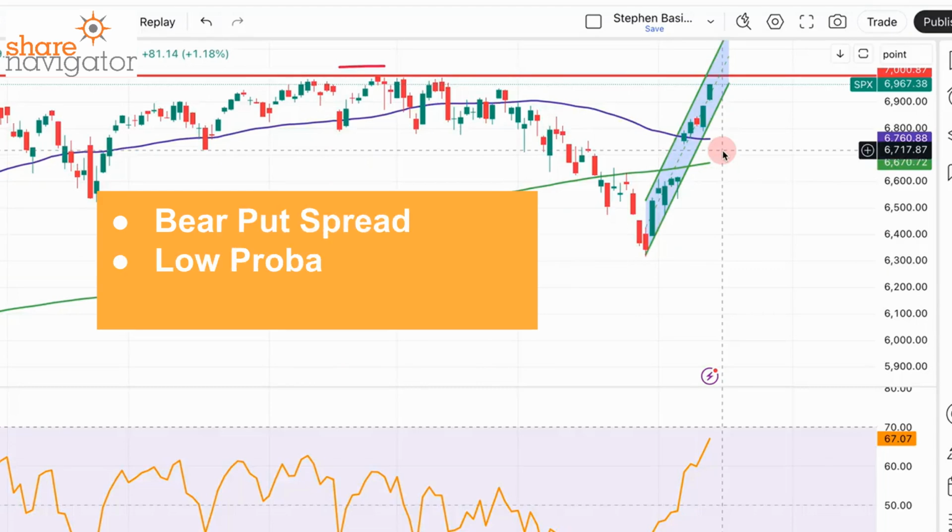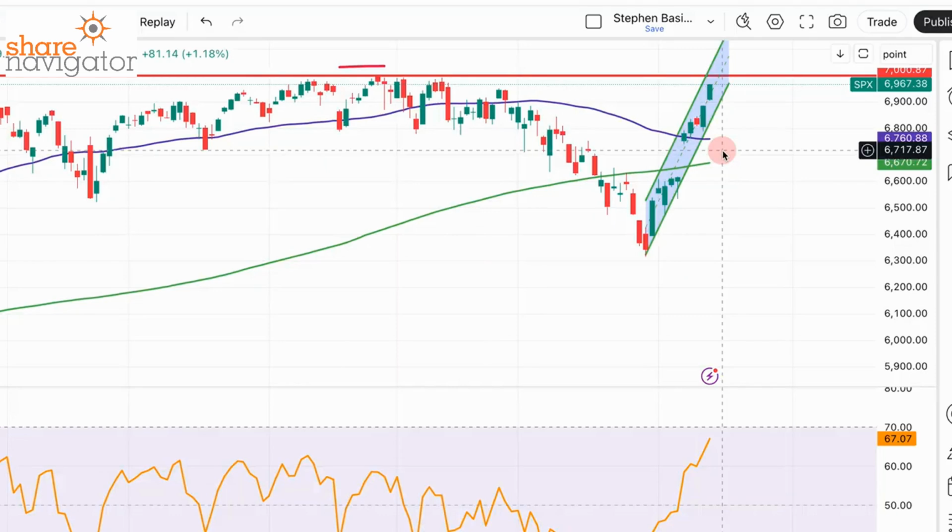So usually at Share Navigator, we do high probability strategies, but every now and again, we shift our attention and we look at a technical setup and say there might be a reversal here and we think the market might pull back a bit, and how do we profit from that?